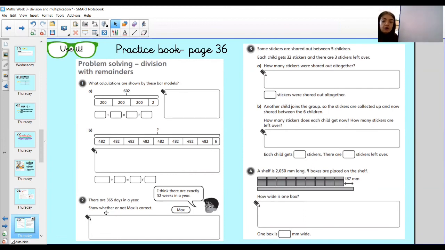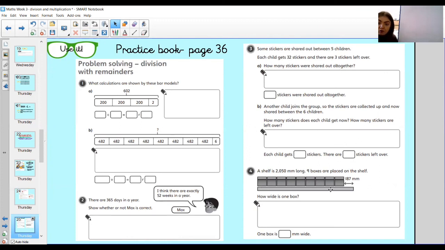Okay. Then question 2 goes on to you proving if Max is correct or not. So you need to read really carefully about his answer and try and work out the correct answer, and then unpick where he might have made a mistake, or if he is correct, give him a well done. Question 3 is moving on to word problems. So instead of having that bar model, they've simply given you those word problems. So you need to pick out your question just like we do in class. So what is your whole? What is your part? And getting your answers.